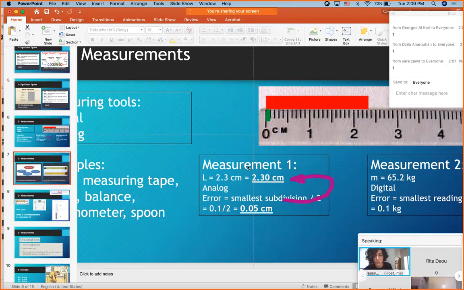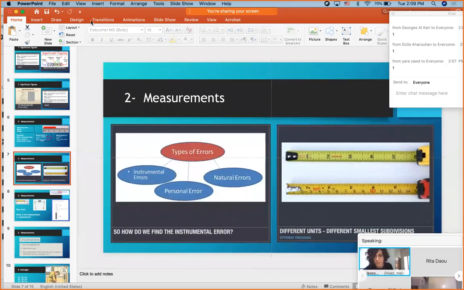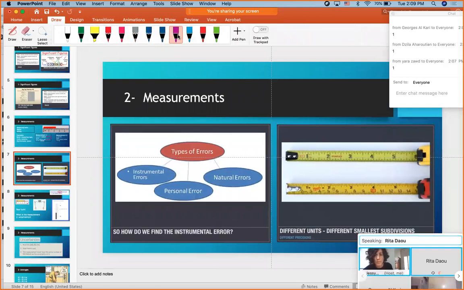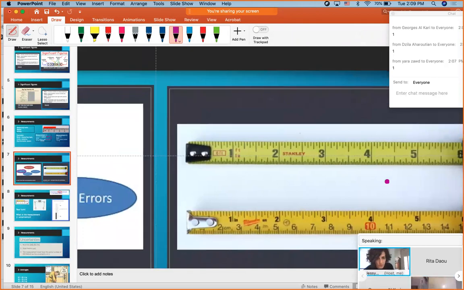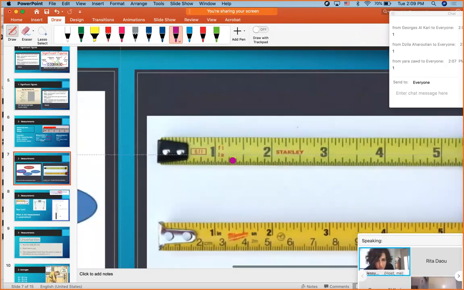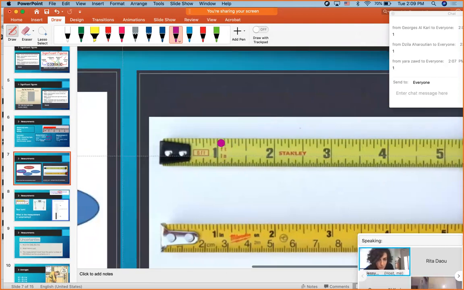All right. Now I want to show you. So basically, just a reminder, we're dealing here with the instrumental error. We're discussing the uncertainty of a certain instrument. I'm going to show you 2 different rulers. Both rulers, this one is in feet and this one is in inches. And you see the smallest subdivision is way different, right? So the smallest subdivision here is this, and the smallest subdivision here is this. So different rulers could have different uncertainties.